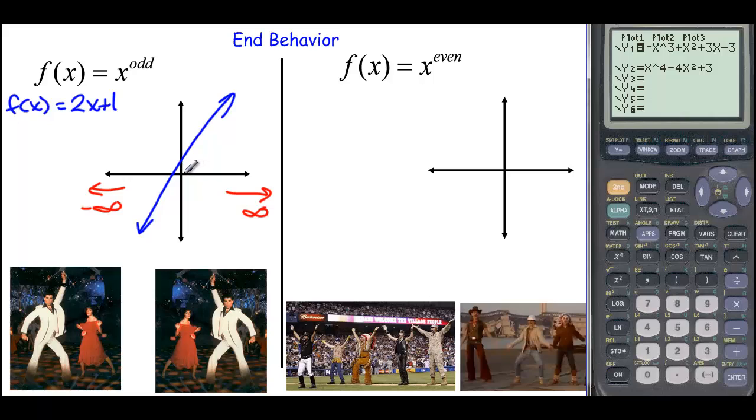As inputs are plugged in positive, the outputs are also positive and they increase going in this direction. The same with negatives. As you plug in negative inputs, the outputs are also negative and they go in the opposite direction. Well, as we're going to find out, when we get to functions that have other odd exponents, for instance, x cubed, we're going to have the same pattern.